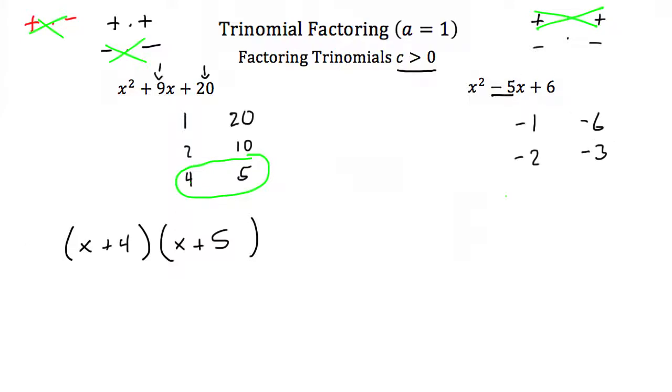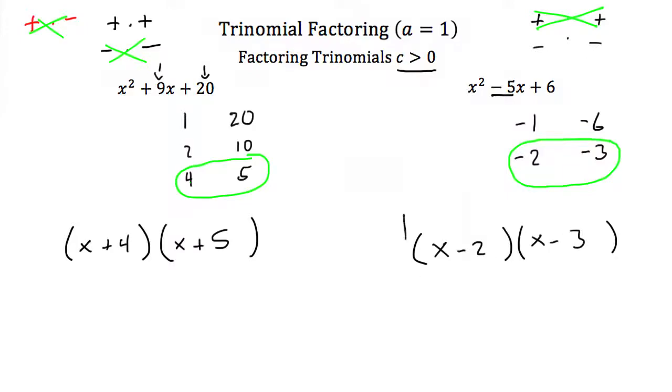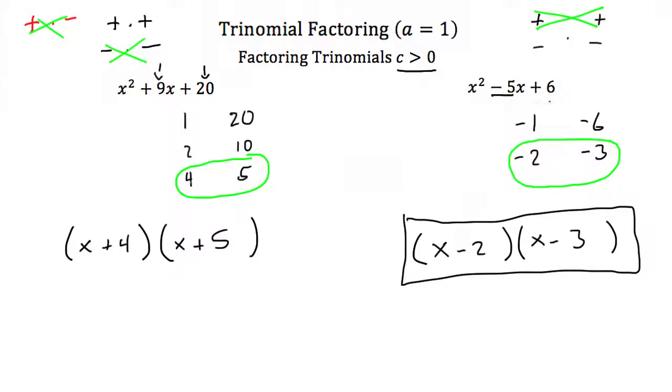Now which of these add together to be a negative 5? Well, it's this negative 2 and negative 3. So my factors then are going to be x minus 2 and x minus 3. This is the factored form of x squared minus 5x plus 6. So with a little bit of inspection, you can eliminate several of the combinations of multiples of your constant term.